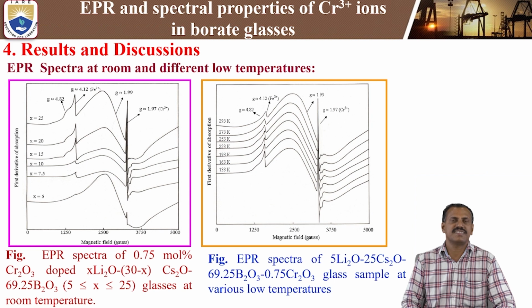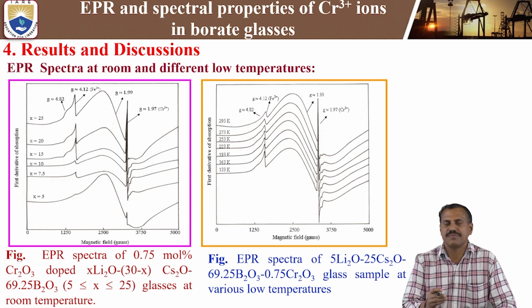So in the results and discussion, first we are discussing the chemical composition. Next, how we prepared the glass sample. Then we measure the optical measurements and EPR measurements.